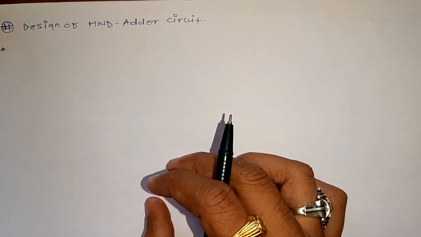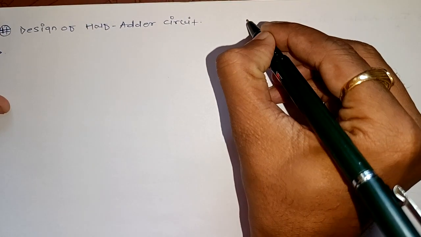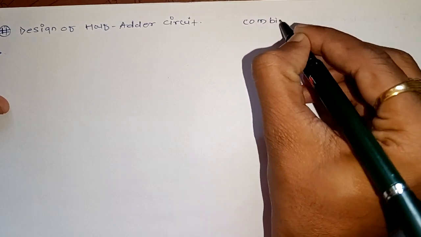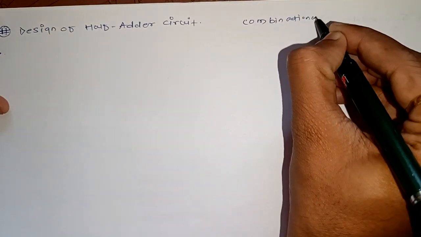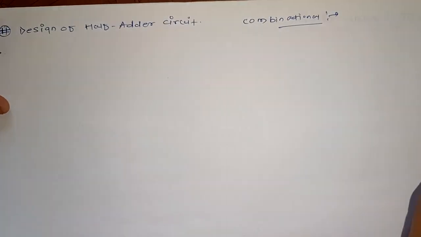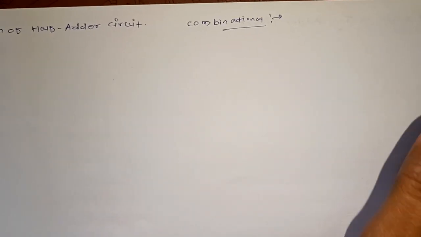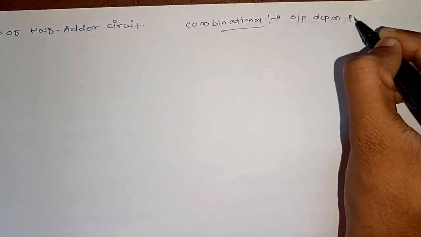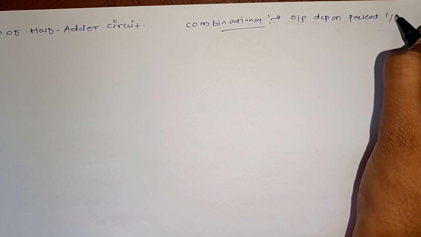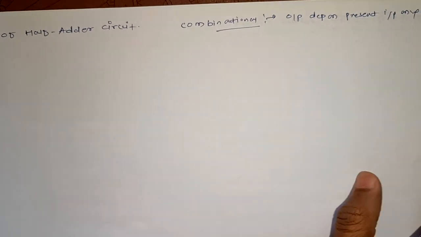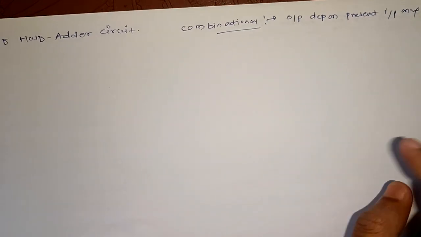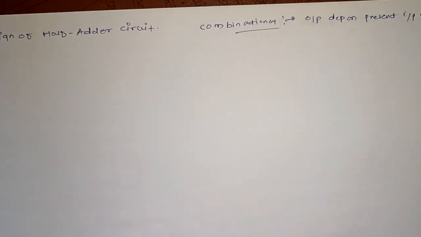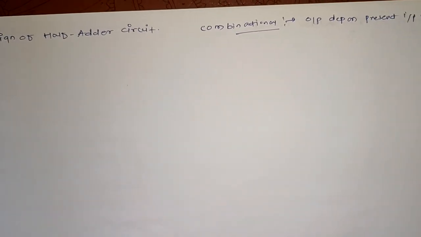Now, basically, all these circuits are a part of combinational circuits. Now, what do you mean by combinational circuit? A circuit whose output depends on present input only is called a combinational circuit. And in that, the first type of circuit we'll see is called a half adder circuit.